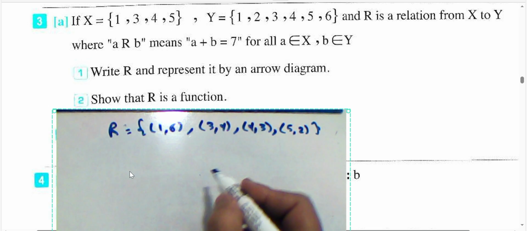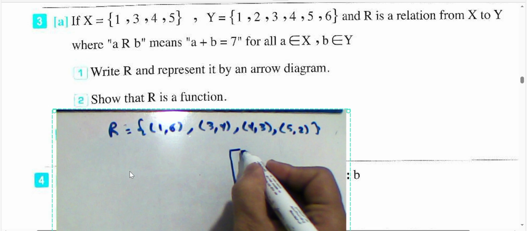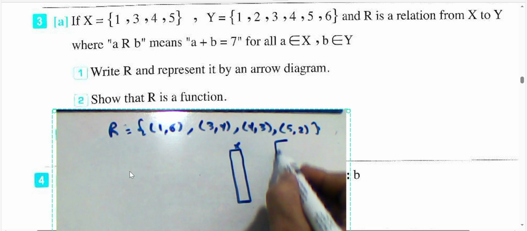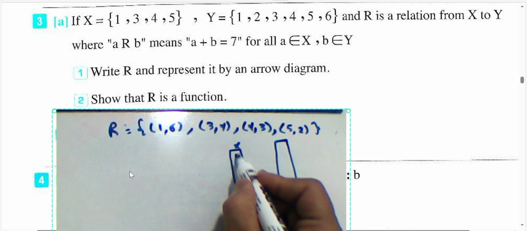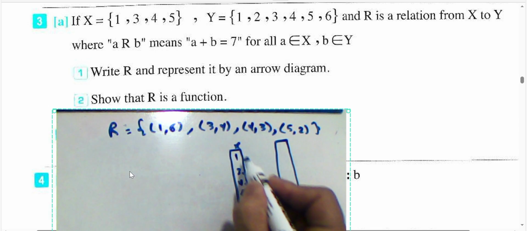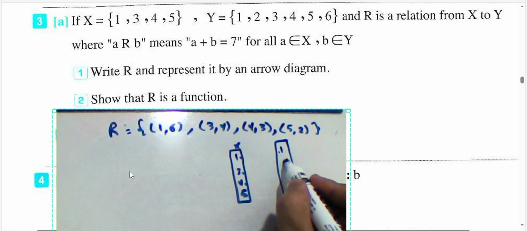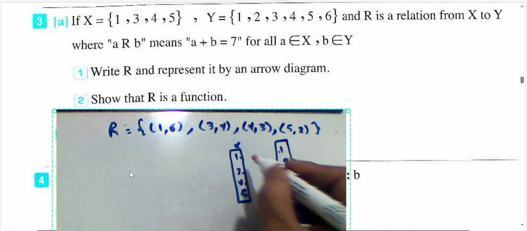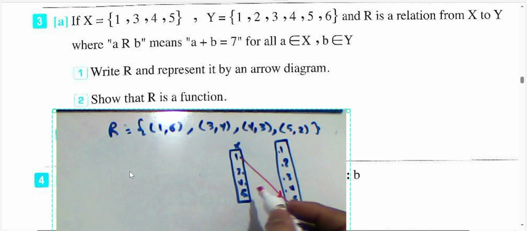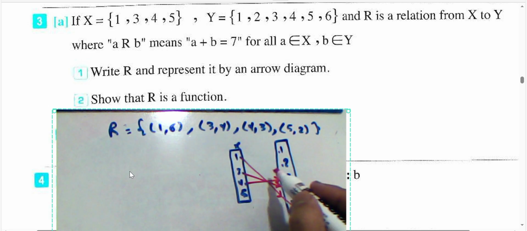Then we can draw a diagram about x and y. X like this, and y here like this. The elements of x are 1, 3, 4 and 5, and y is 1, 2, 3, 4, 5 and 6. The image of 1 was 6. Or we can draw the diagram: 1 with 6, 3 with 4, and 4 with 3, and 5 with 2.